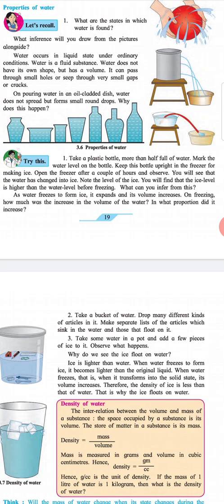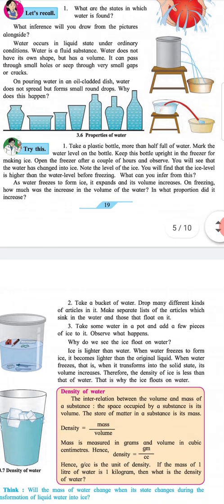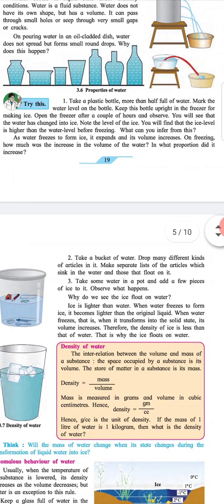substance. Water does not have its own shape, but it has a volume. It can pass through small holes or seep through very small gaps or cracks. On pouring water in an oil-clad dish, water does not spread but forms small round drops. Why does this happen? Try this.